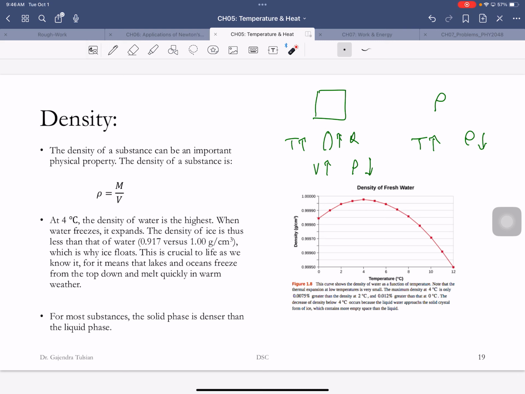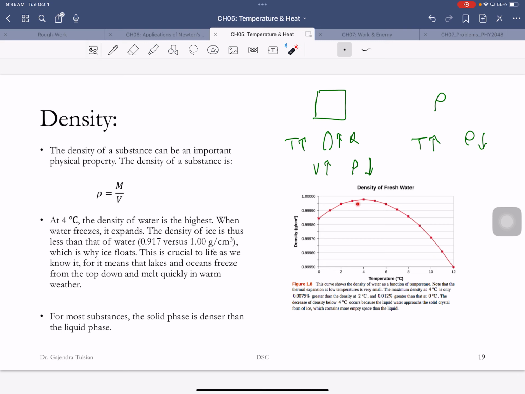Now, water is a strange beast. For this temperature range, from 0 to 4 degrees Celsius, as you are increasing the temperature, look at the density. Instead of the density decreasing, it's increasing. It's a very small effect. It's 10 parts in 10,000. It's a very small effect.